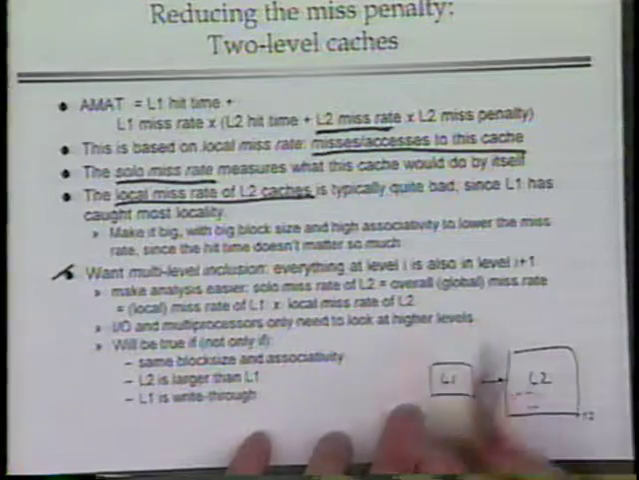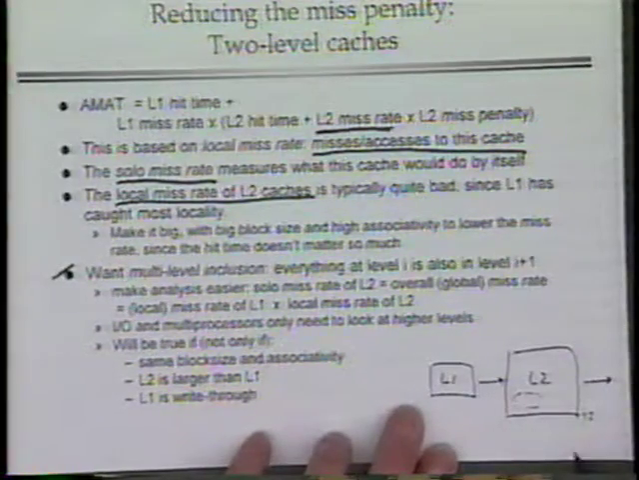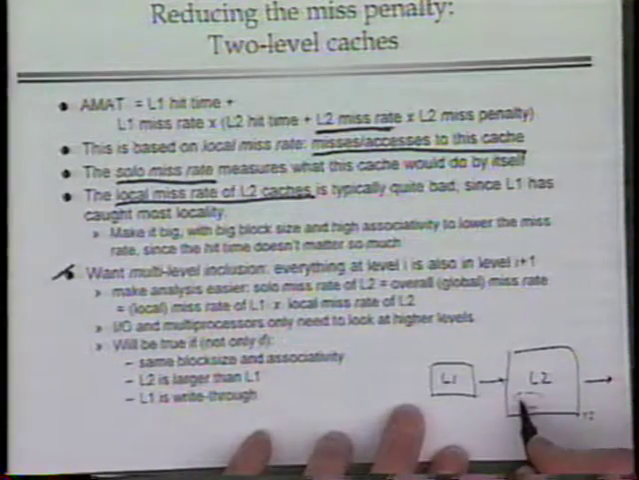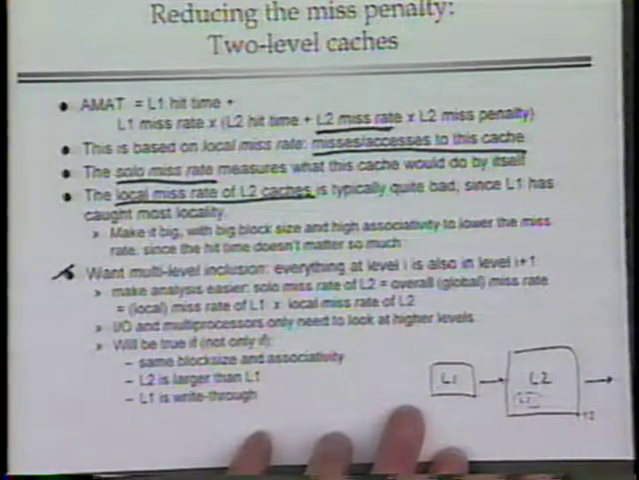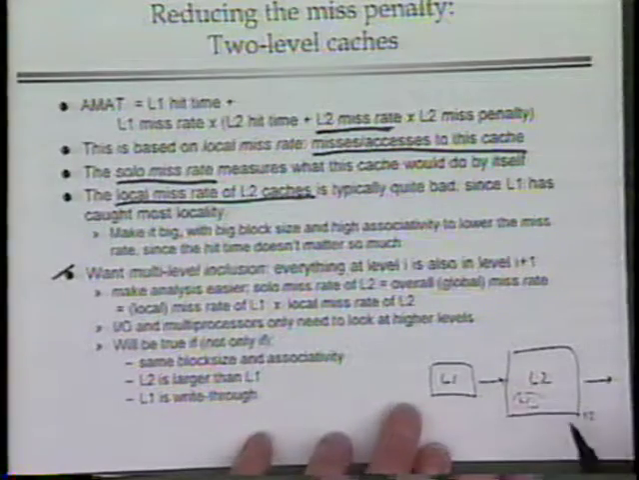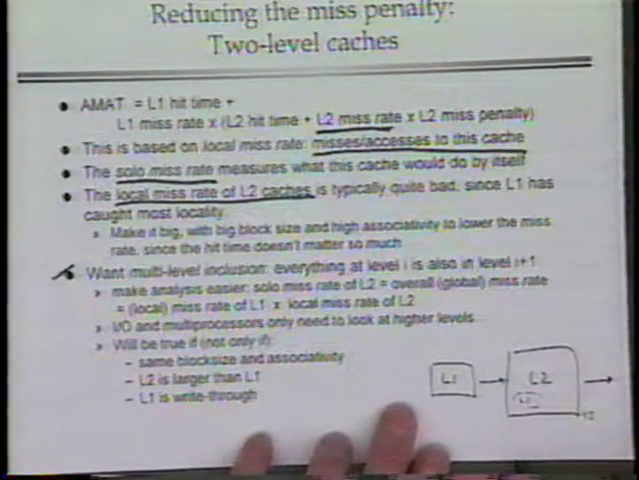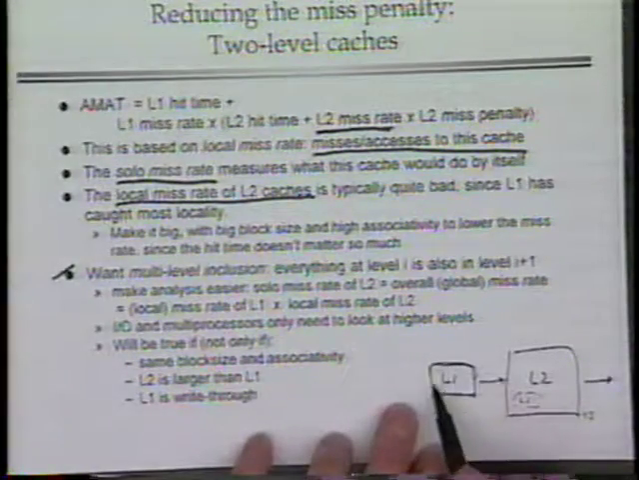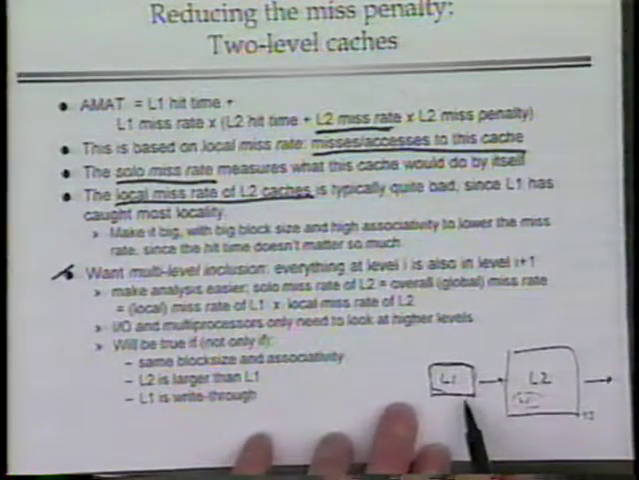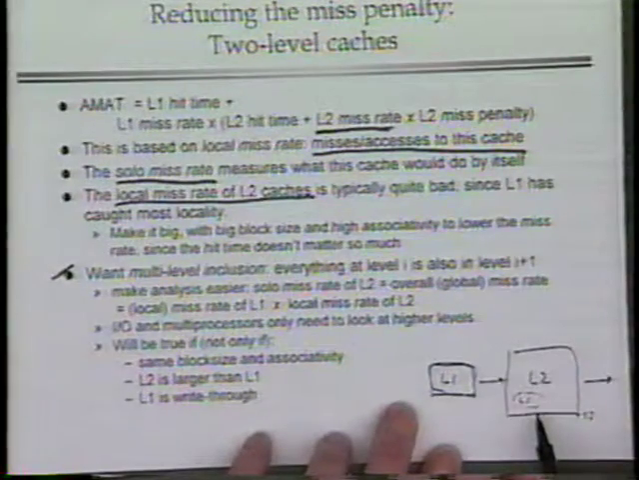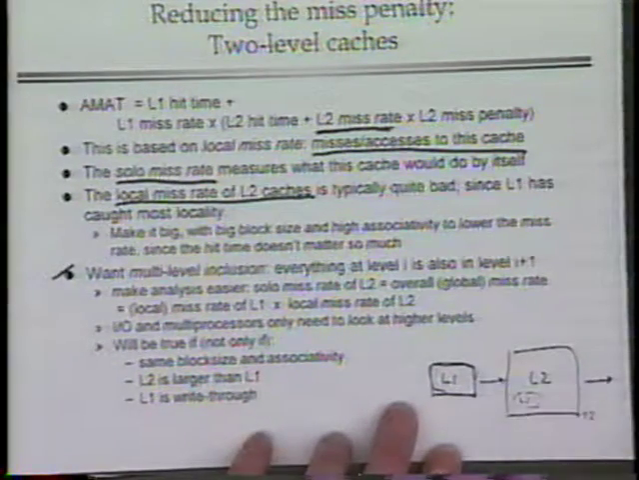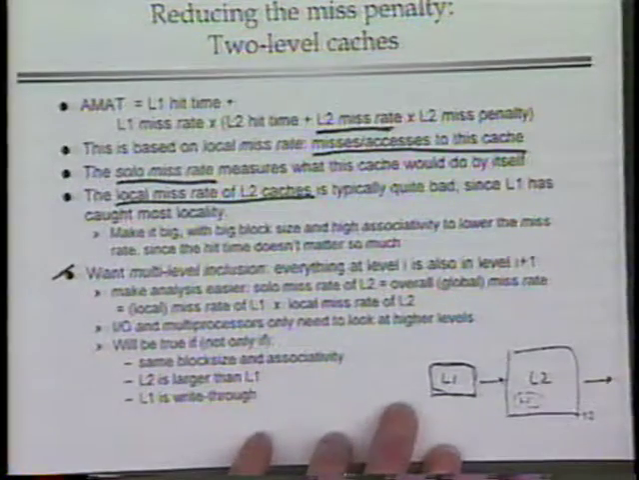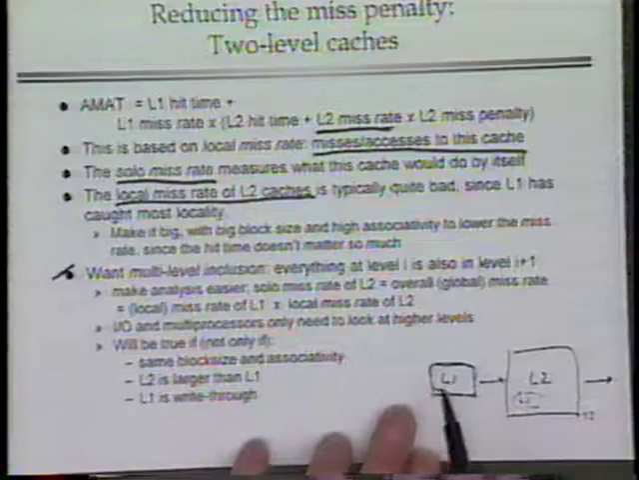If you didn't have level 1 there, what leaks out of level 2 and you ultimately miss on is the same whether or not level 1 is there, because everything in level 1 is also in level 2. That also means that the overall miss rate is the product of the local miss rate of level 1, those things that level 1 didn't have, and the local miss rate of level 2, those things that level 2 saw that it didn't have in it. So it makes analysis easier. But that's not a good enough reason.